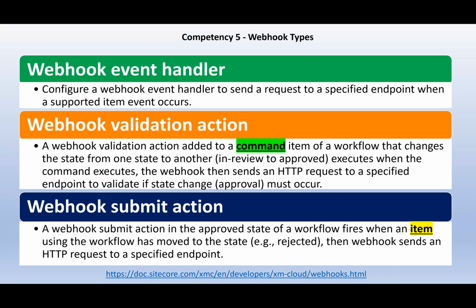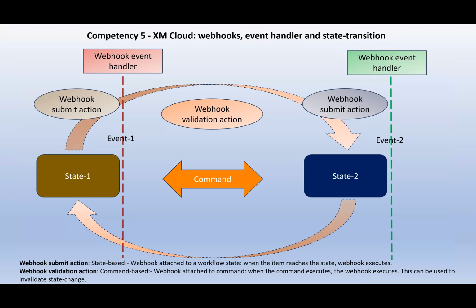So when you look at each of these webhooks, if you look at the submit action, it gets triggered when a state has been reached. Like when you move from in review to approve, when you reach the approve, submit action gets fired. But validation action does a validation before the change. So some conditions are checked, and if those conditions fail, then it puts you back to the first state, which is the in review state, right?